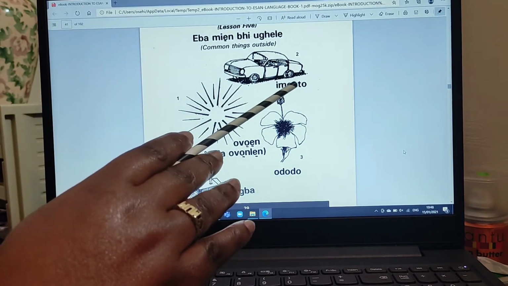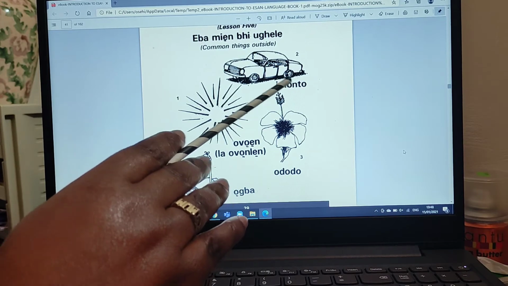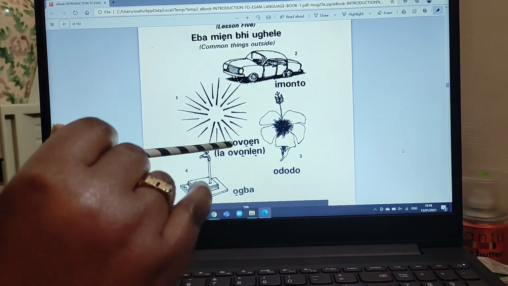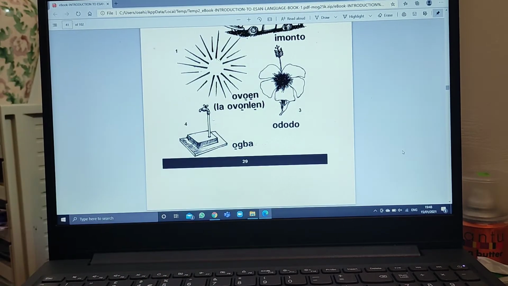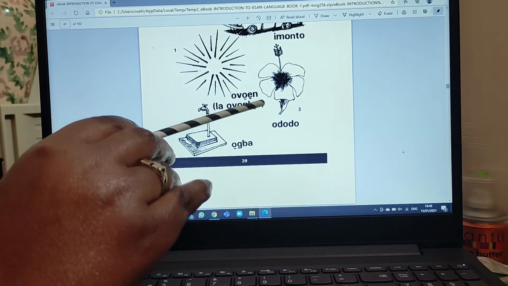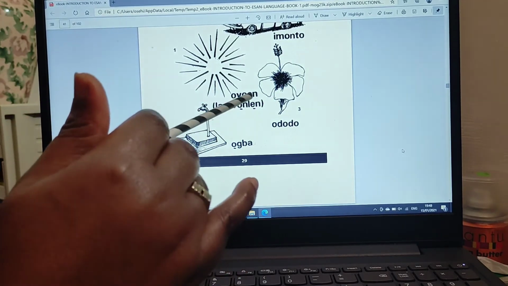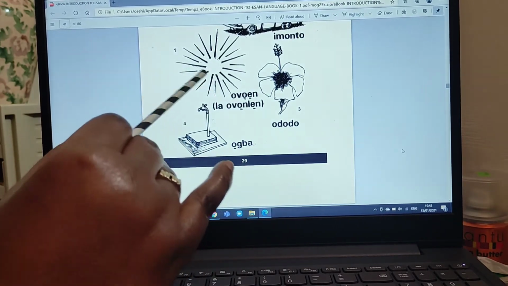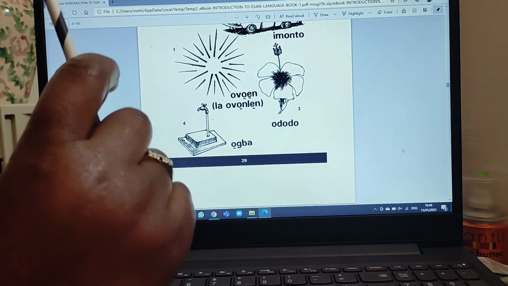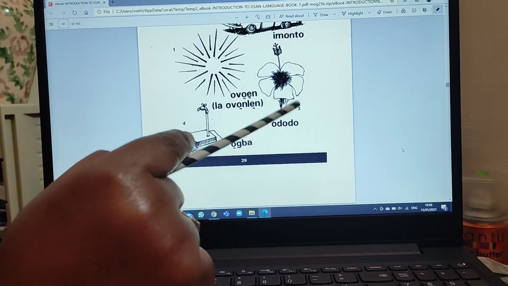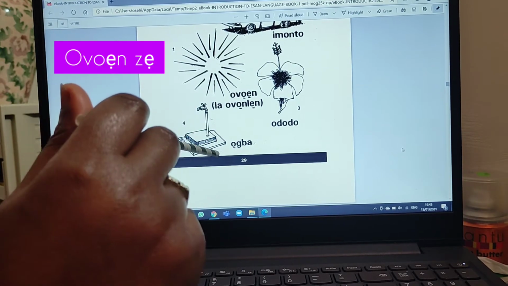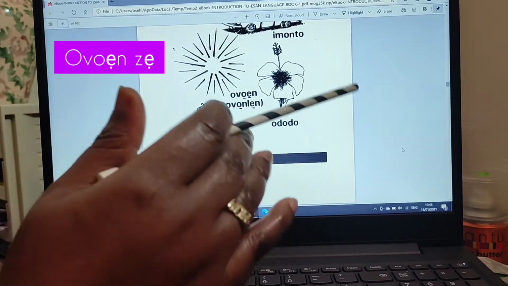Then obviously the first one here is Imoto. You can see that's one of those Esanized words from moto, so we turn it to imoto. Then Ovonle, either la ovonle or ovwen. For sure, some people will just say ovwen, which is sunshine. So the sun in the sky is ovwen. And also, when the sun is shining, you can say ovwenze. Ovwenze means the sun is shining.